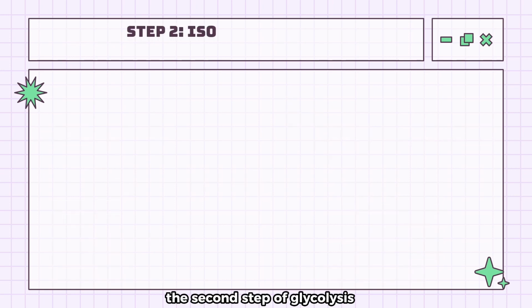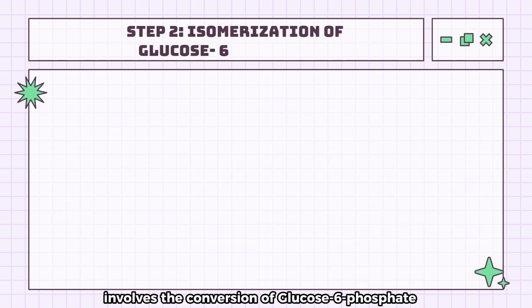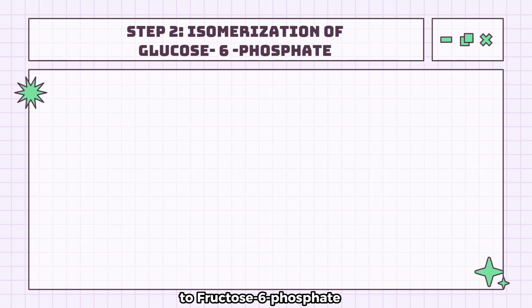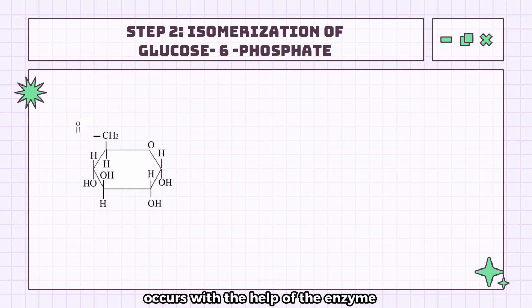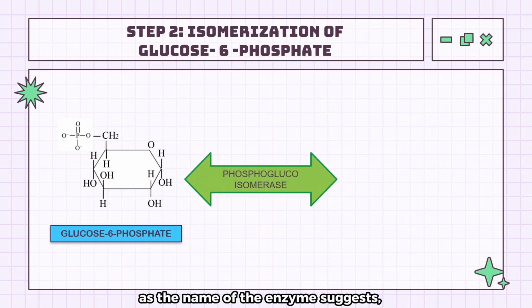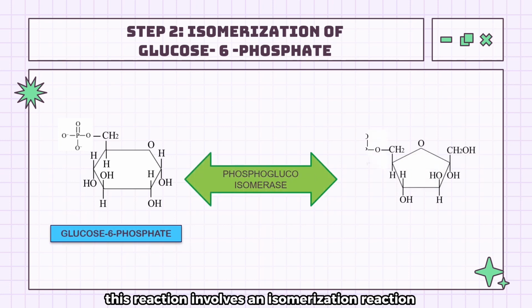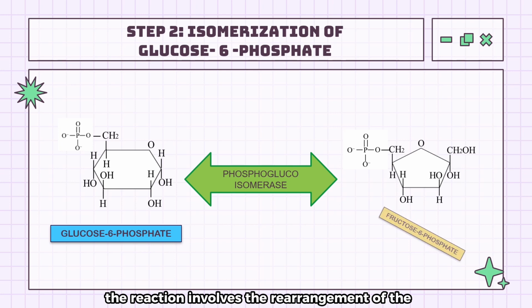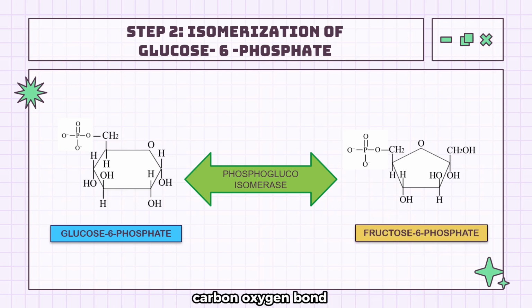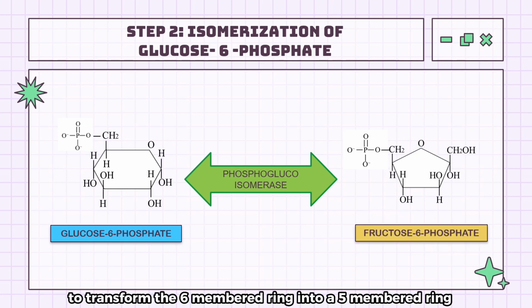The second step of glycolysis involves the conversion of glucose 6-phosphate to fructose 6-phosphate. This reaction occurs with the help of the enzyme phosphoglucose isomerase. As the name of the enzyme suggests, this reaction involves an isomerization reaction. The reaction involves the rearrangement of the carbon-oxygen bond to transform the 6-membered ring into a 5-membered ring.